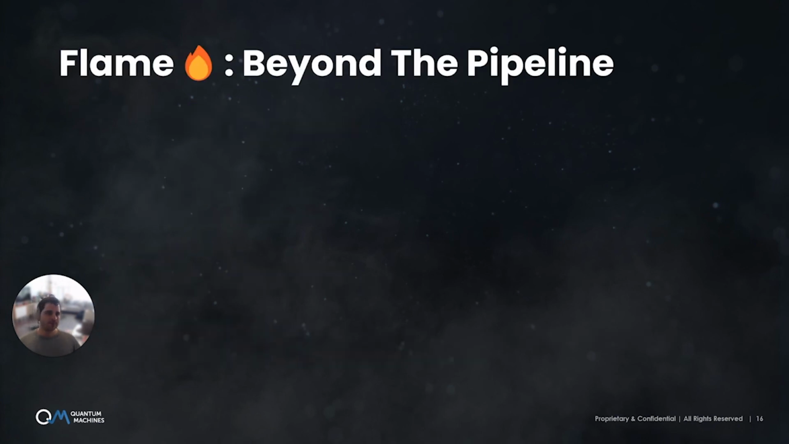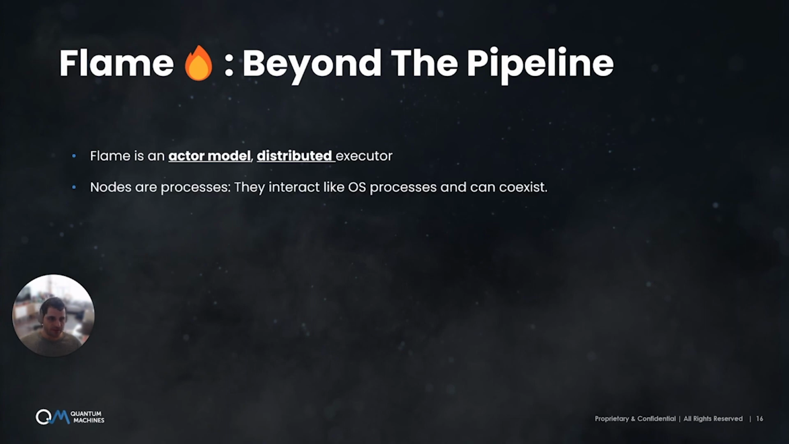We've implemented a new type of executor that we think brings a paradigm shift to how this is done, and we call it Flame. Flame is an actor model distributed executor. It means things are event-based. Nodes react to things happening to other nodes. It's reactive and not a passive way of doing things.